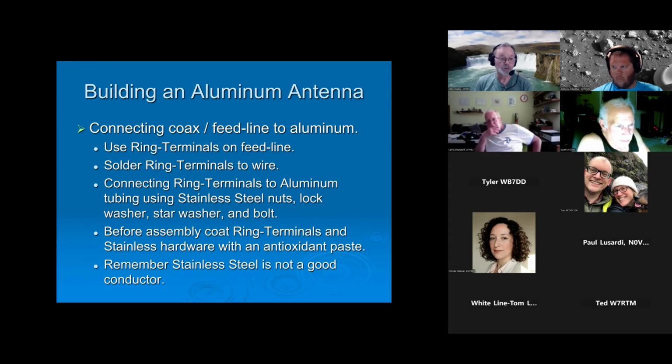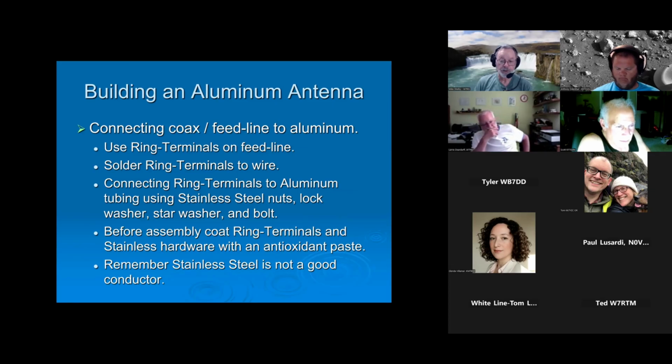Here's the one I was looking for. Connecting coax feed lines to antenna. So you always want to use some kind of a ring terminal on the feed line. So that feed line you usually crimp on, and generally you solder all that on there so it gets rid of any air voids. You have a really good connection there between your ring terminal and your feed line connections.